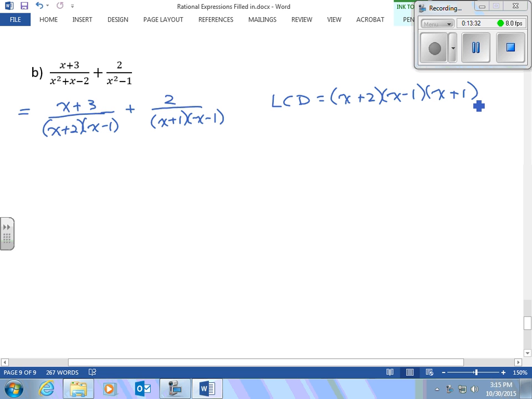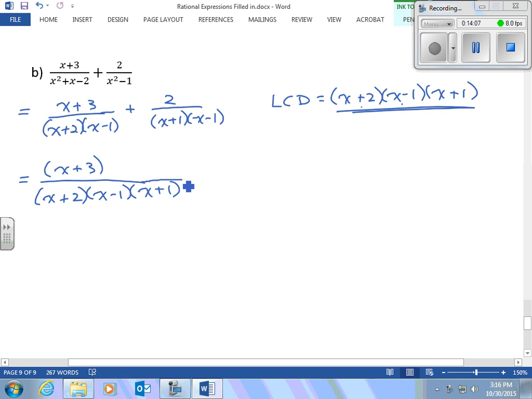Okay, so that's our lowest common denominator. For this first fraction, to get it having this as its denominator, we already have the first two factors. We just need to multiply the denominator by x plus 1. If we multiply the denominator by x plus 1, we also multiply the numerator. So we end up with x plus 3 over x plus 2 times x minus 1 times x plus 1, because I'm multiplying the denominator by x plus 1, so I'm multiplying the numerator by x plus 1 as well.